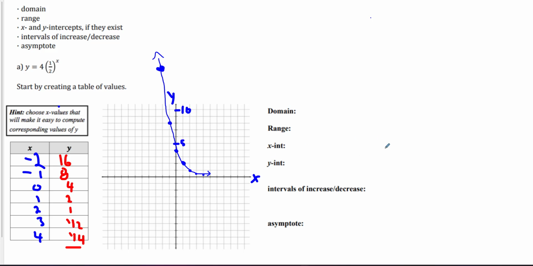This is our exponential function. We've graphed it. We started by creating a table of values, we did that check, and we graphed it. Now we can figure out the domain. So question for the class, what is the domain? How do I figure out the domain?